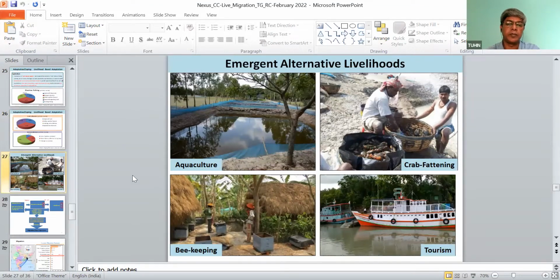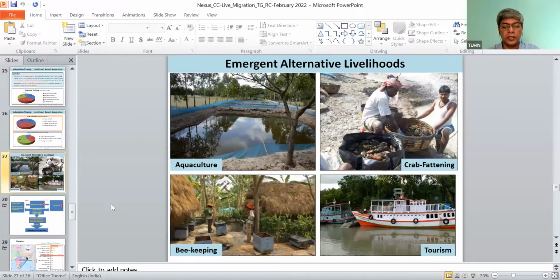In that way, actually, they came up with some kind of emergent alternative livelihood, like aquaculture. So this is basically homestead aquaculture they introduced. There is crab fattening, box beekeeping, and tourism. You will find a lot of information from the DECMA website, decma.com, and some documentary film regarding this beekeeping and crab fattening also. But some people actually have some training. They can prosper in all these things, but others, they fail and they think that this is uncertain, we shouldn't go for that.